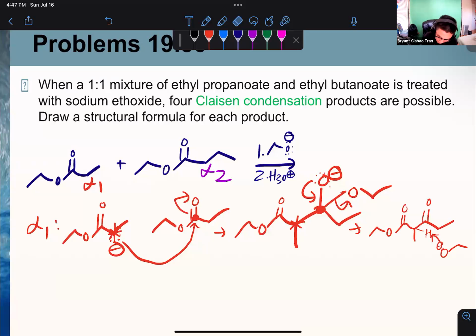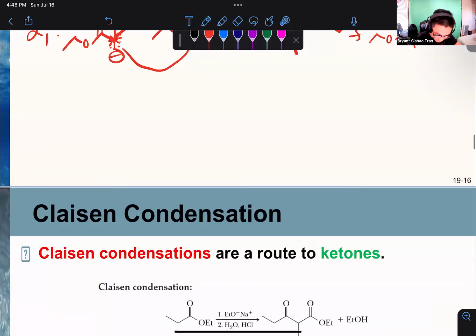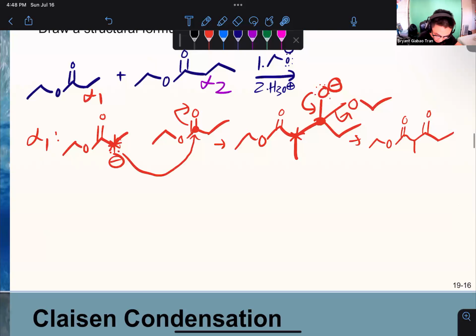So I'm not gonna draw that because we know that this is the full answer at the end. But if he tells you to draw the mechanism during the test, draw that step. Like when the leaving group deprotonates the alpha hydrogen, and then that alpha hydrogen comes back from the second step over here. But to save space and time, I'm gonna leave this as the final answer over here.